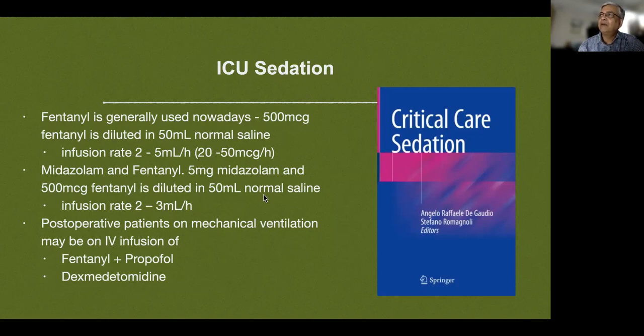At times, we combine midazolam with fentanyl. In case of midazolam, we add 5 milligram midazolam to this 50 ml of fentanyl and give it at an infusion rate of 2 to 3 ml per hour.